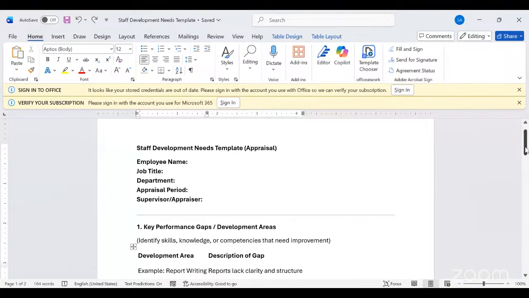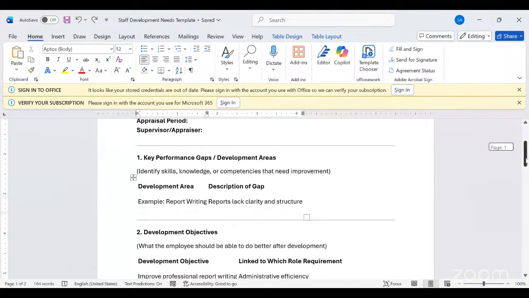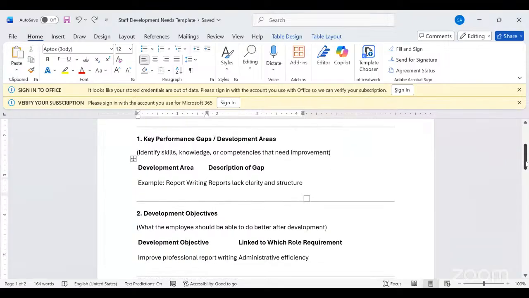Yes, madam. So we have the details of the employee again. We have the key performance gaps or development areas. Then you need to identify the skills, knowledge, or competencies that need improvement. The development area in this case for the employee is report writing. And then the description of the gap: reports lack clarity and structure.